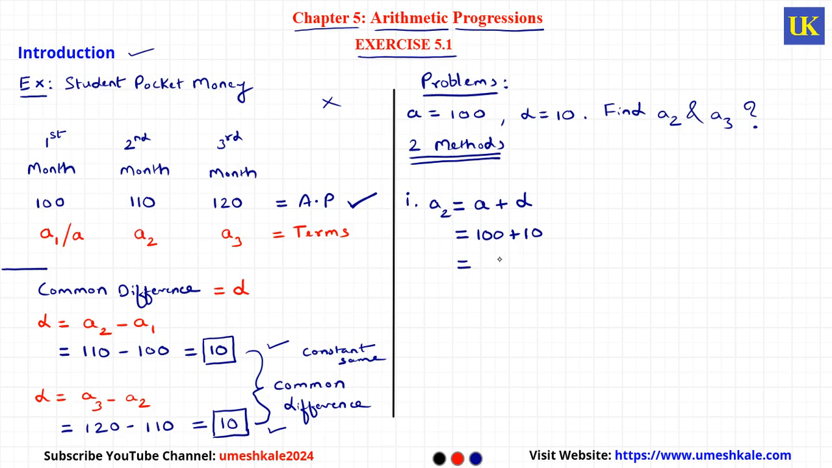So 100 plus 10 is 110. So A2 is what? 110. You can see here the second month, for A2 it is 110. So we got the correct answer. Okay.